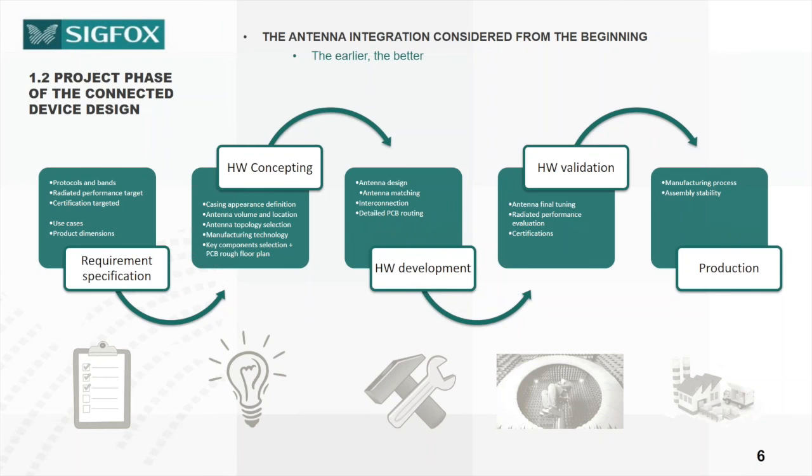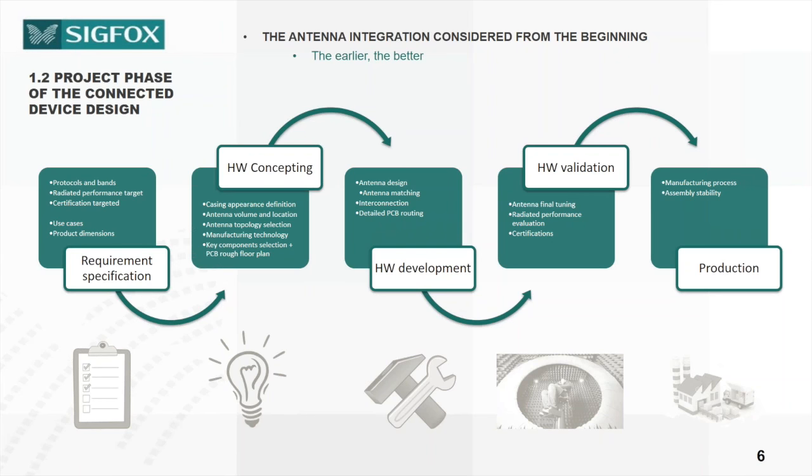Okay, now let's move on to the hardware concepting phase. In this phase, this is where basically you start the development of the device, but everything is still open. So for instance, you are defining the casing of the device, which will have an impact on the antenna. We'll come back later on that point. Then the antenna volume and location should be selected at this moment of the project, so that the antenna designer can already select maybe a few antenna topologies that might work, or even select the right one already.